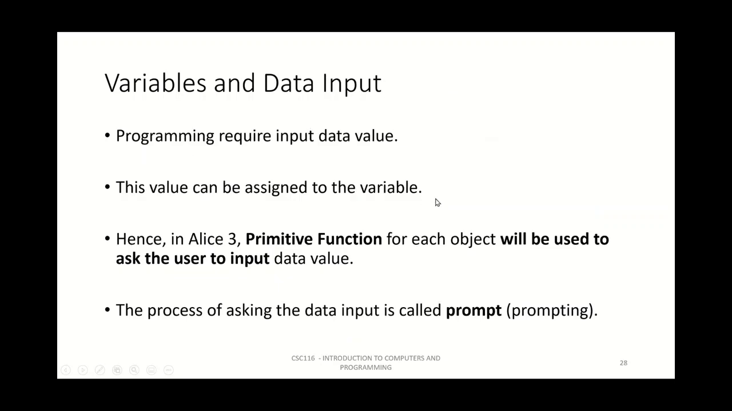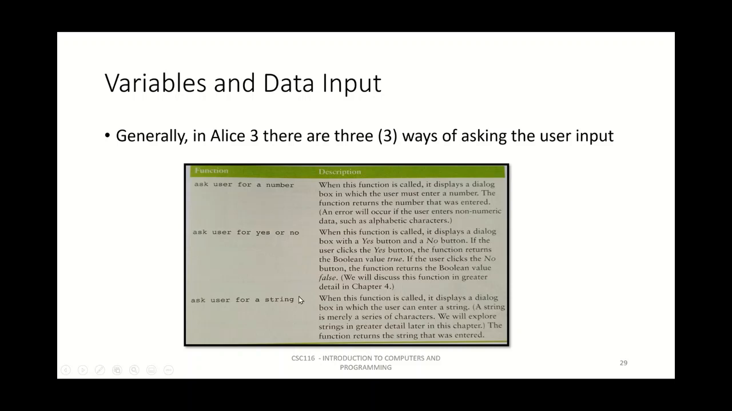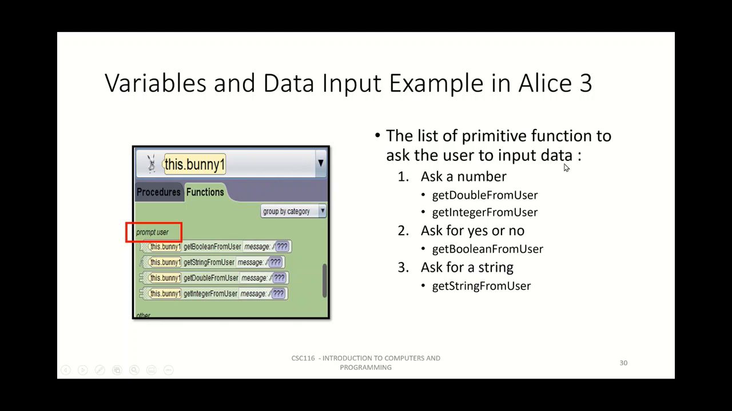Variable and data input. In programming, basically we require input data, a value, and then this value can be assigned to the variable. In Alice 3, a primitive function for each object is used to ask the user to input a data value. The process of asking for a data value for data input we call prompt or prompting. In Alice 3, we have three ways to ask for user input: by using a number, ask the user for yes or no, or ask the user for a string. So this is the list of primitive functions to ask the user to input data.